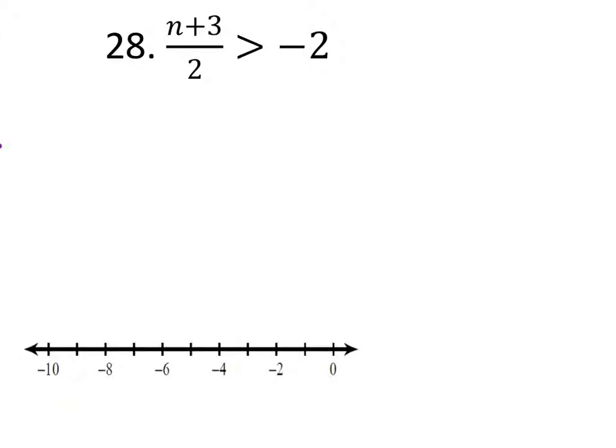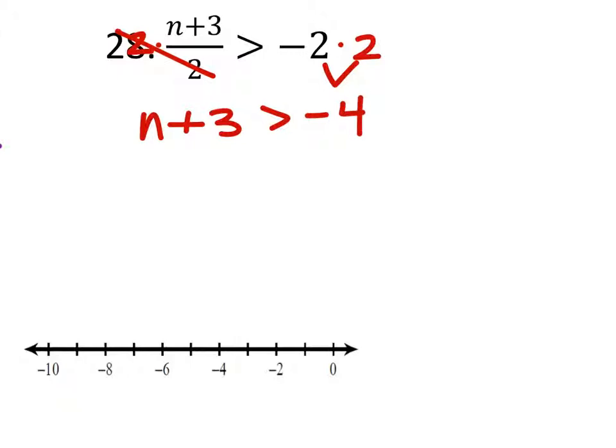All right, for number 28, we have n plus 3 all over 2. I want to get rid of that over 2 by multiplying both sides by 2. So that's going to cancel those out. Again, it's a phantom 1. So now I have n plus 3, which is greater than negative 2 times 2, which is negative 4.